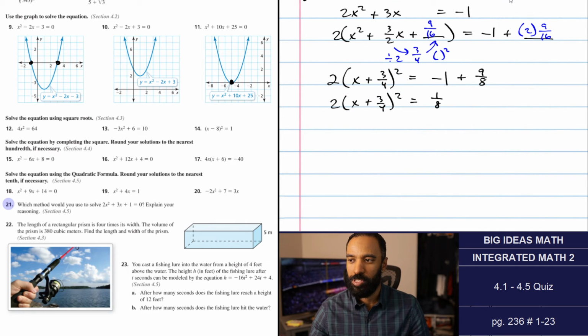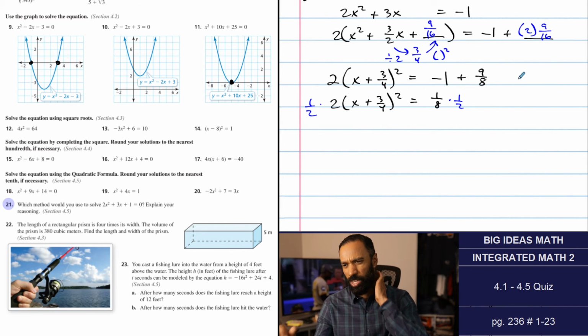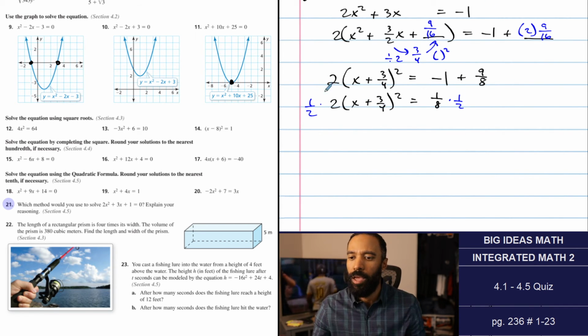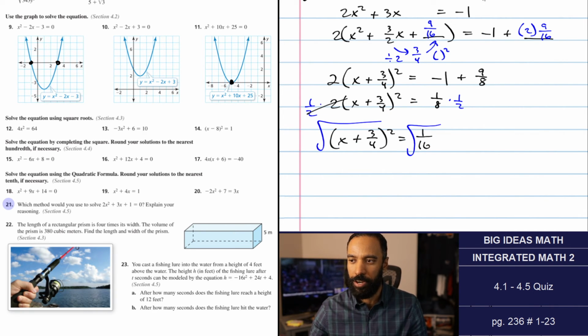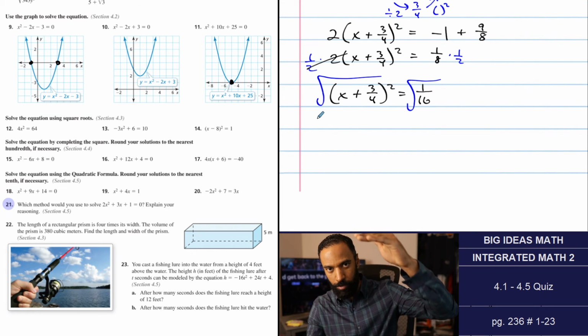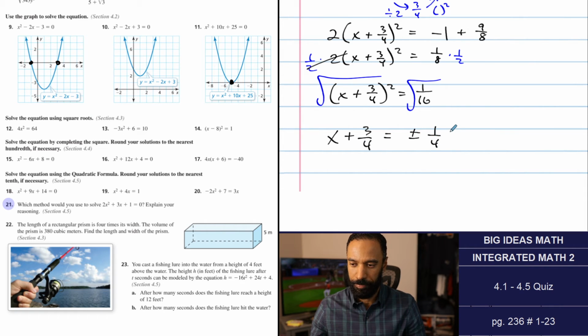If I divide both sides by 2, remember that's the same as multiplying by 1/2. Oh, no, I've got to take a square root. Multiplying by 1/2 there, and you get 1/16 on that side. So x plus 3/4 squared is 1/16. Now I get to take the square root of both sides to try and solve here. The square root of 1/16 is root 1 over root 16, so it's 1/4. So x plus 3/4 equals plus or minus 1/4.